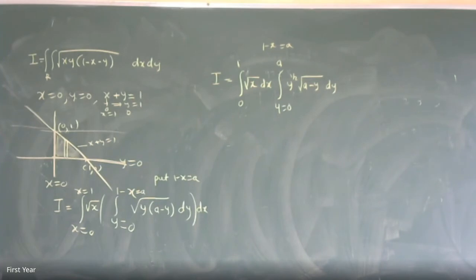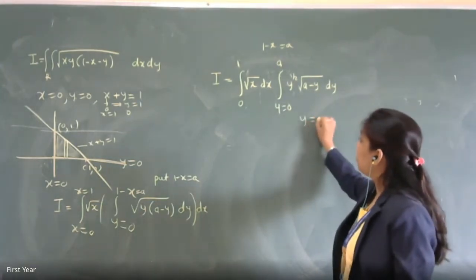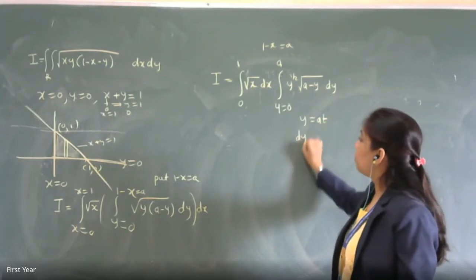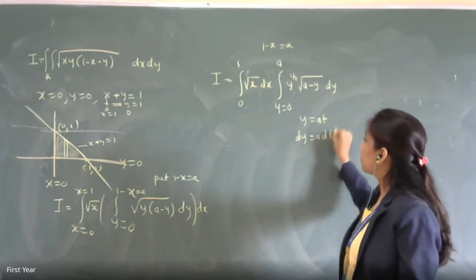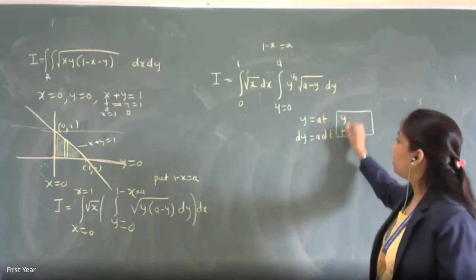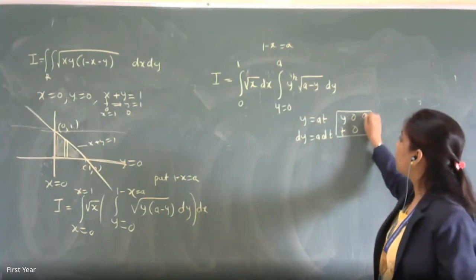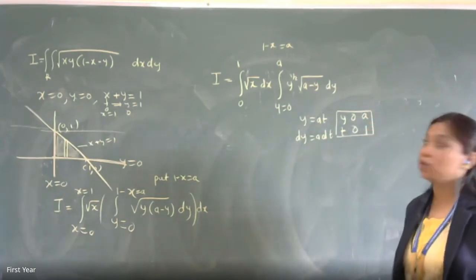Correct? Why did we do beta function earlier? Because we are going to make use of it in double integration. So let me do that. I will put y is equal to at, so dy will become a dt. Limits: the original variable is y, the new variable is t. When y is 0, t will be 0. When y is a, t will be 1, because the limit should be 0 to 1.